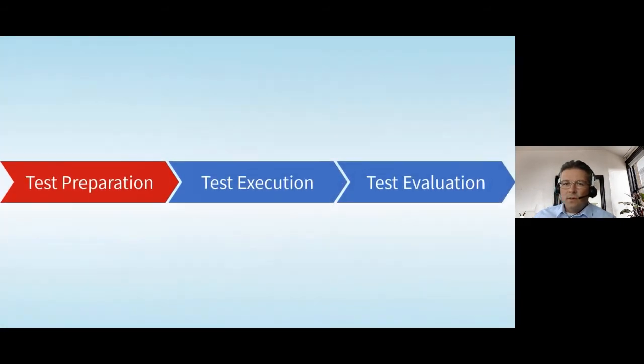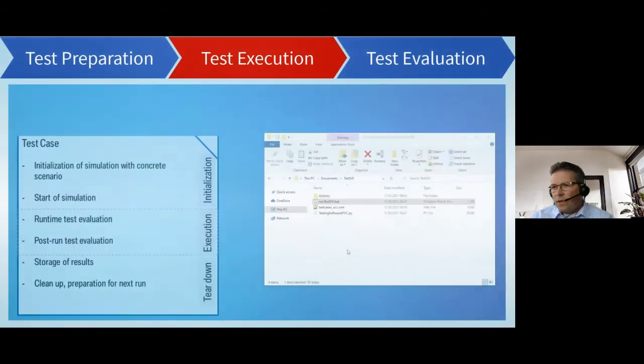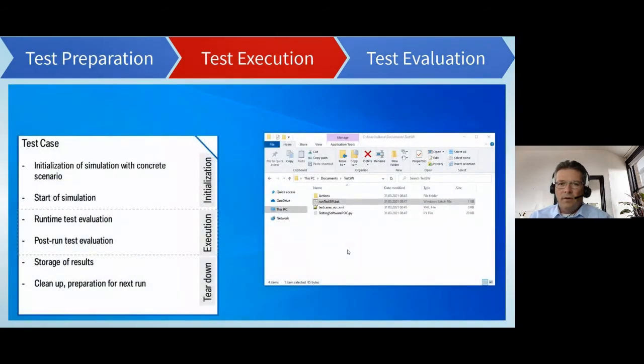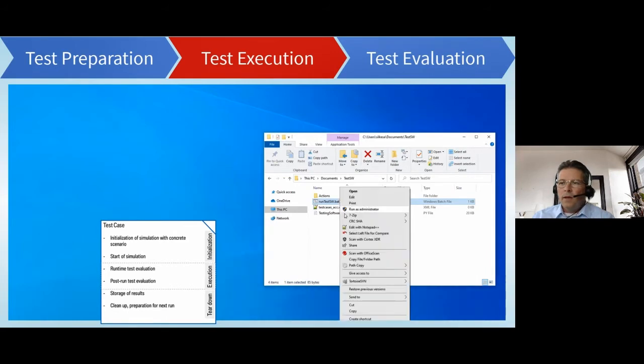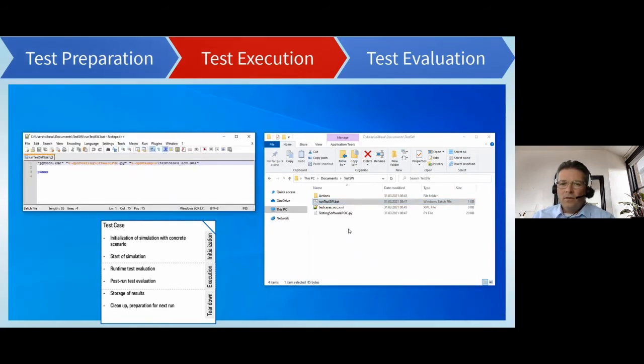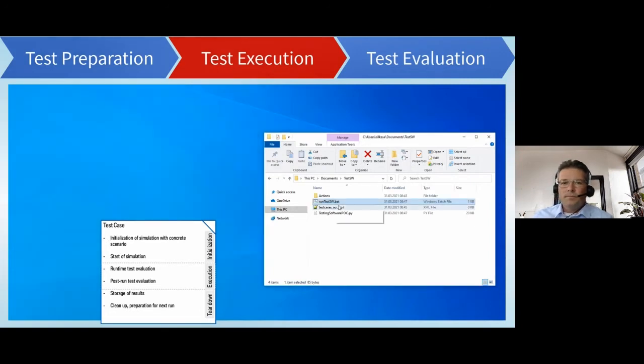Now we come to the test execution phase. And here on the right-hand side, we see an Explorer window containing all the files for the test. The action folder contains the step scripts and artifacts. Testing software POC.py is a prototypical test software. Test cases acc.xml is the test case specification. And the batch file is required to run the simulation. When looking at the content, it's just one line which starts a Python interpreter on the test software and passes on the XML specification to the test software. Now I'll start this batch file to run the demo.